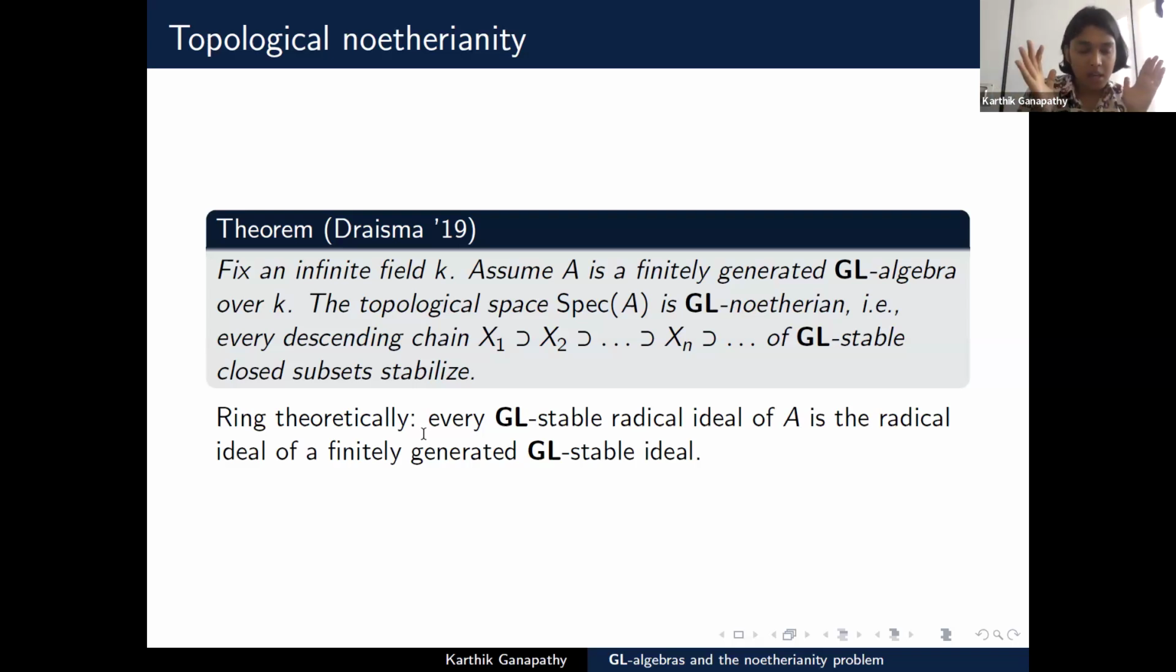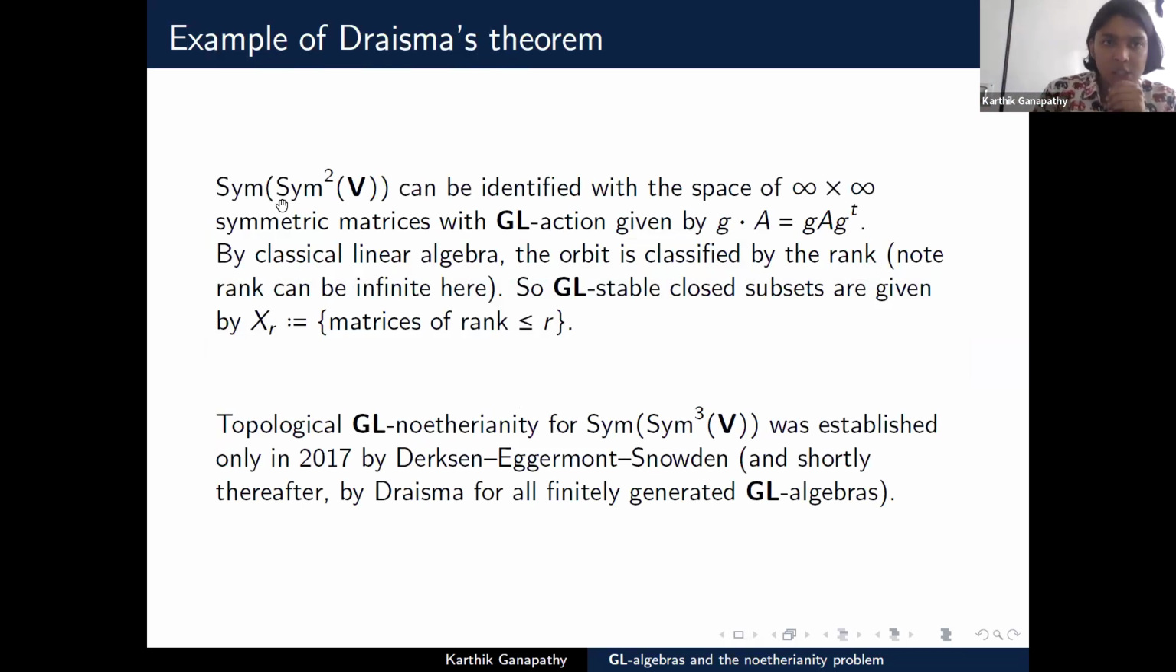Okay, so this is a topological version. It's like the difference between saying that a ring is Noetherian and the spectrum is Noetherian. And so he was able to prove it topologically. Let me just give an example. If you look at Sym^2 of V, the Spec of Sym^2 of V can be identified with the space of infinite by infinite symmetric matrices with a GL action given by g acting on a symmetric matrix A by gAg transpose. By classical linear algebra, its orbit is classified by the rank of that symmetric matrix, as a symmetric bilinear form. But note that the rank can be infinite here, but those infinite rank ones have a dense orbit in the spectrum. So the GL stable closed subsets of Spec Sym^2 of V are just given by symmetric matrices of rank less than or equal to r. And you can clearly see that this satisfies the descending chain condition.